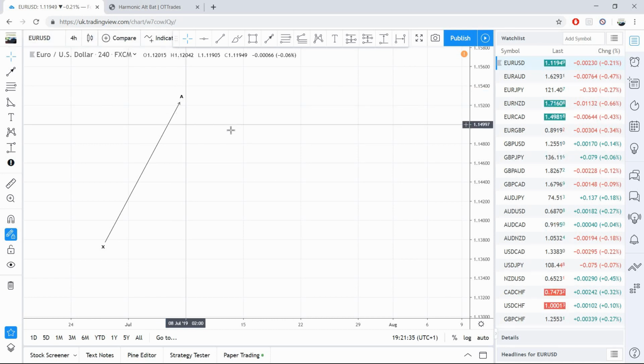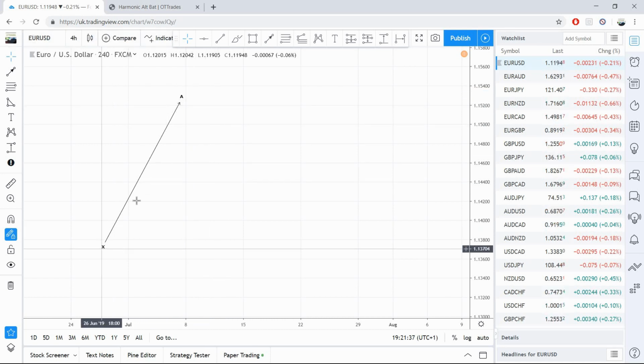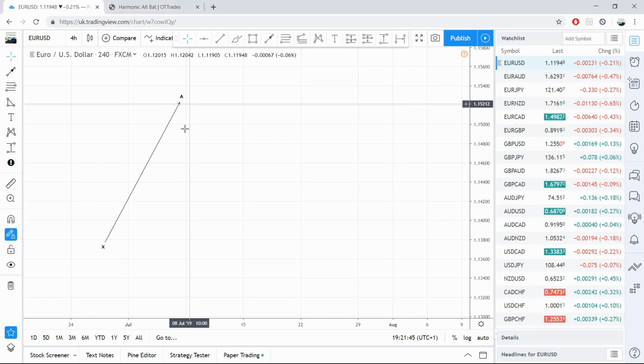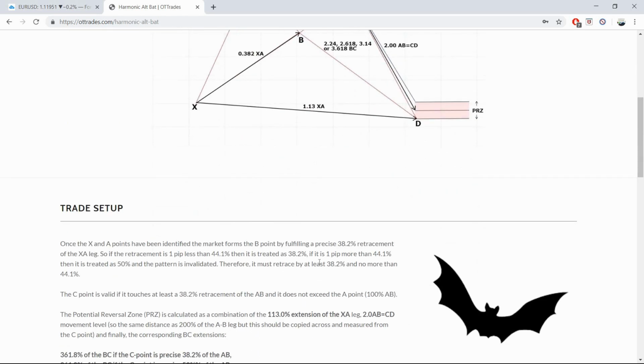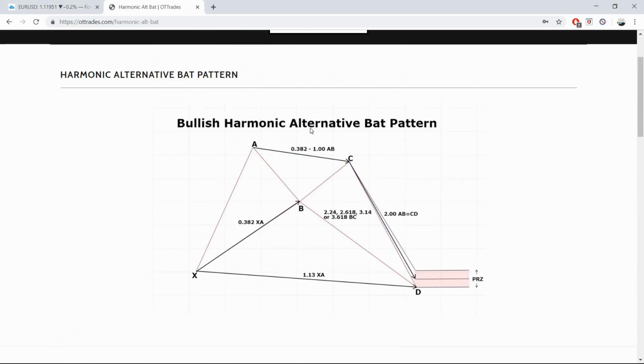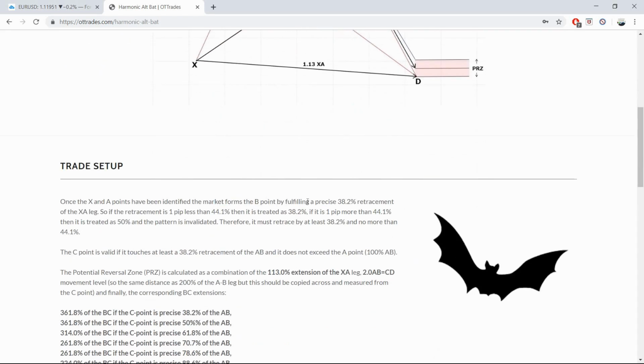This isn't determined by any Fibonacci ratios. This is purely a push to the upside or downside. This is our initial price movement before we look for Fibonacci retracements or extensions to form these patterns. So the first point to be constrained by Fibonacci ratios is the B point. So the market forms a B point on this harmonic alternative bat. This one forms a B point by fulfilling a precise 382 retracement of the XA leg.